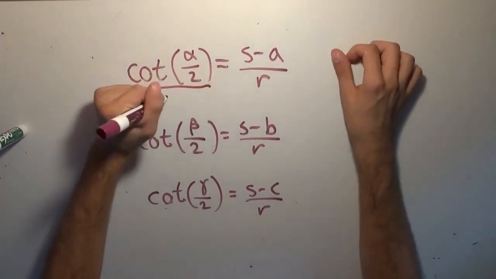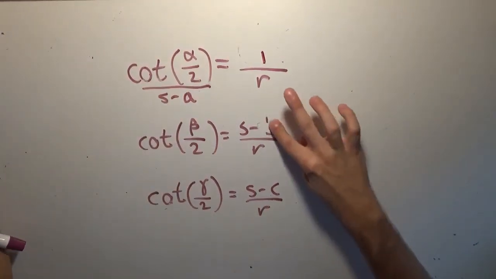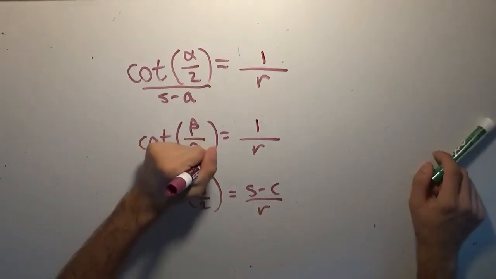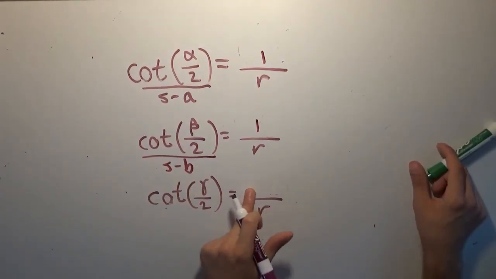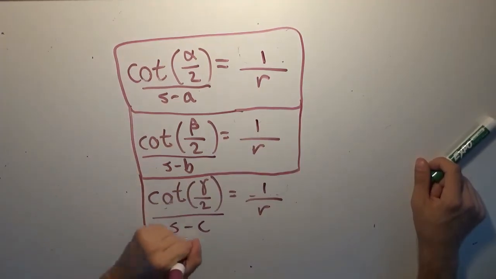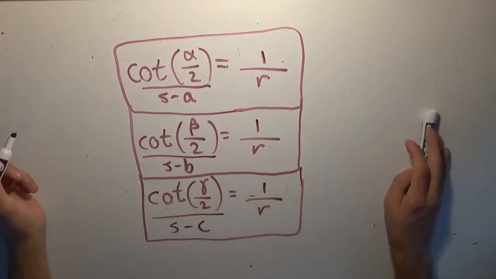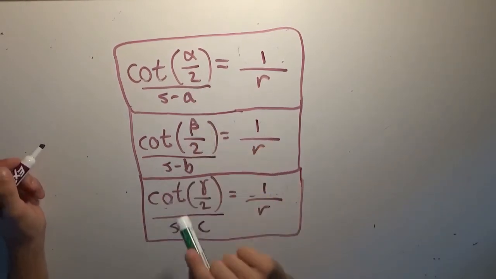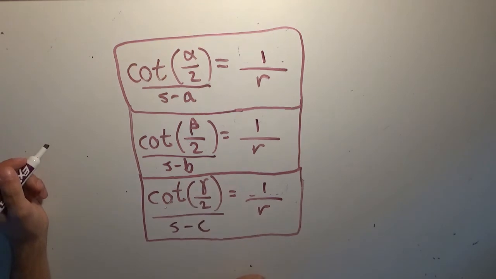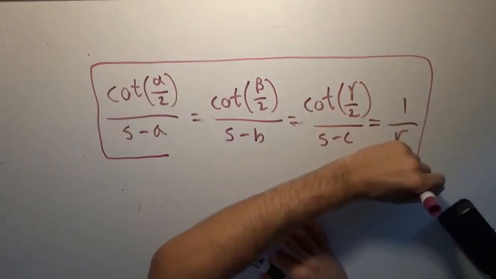So we're going to divide this side by S minus A. We're going to divide both sides by S minus B, and we're going to divide both sides by S minus C. And would you look at that, we have 1, 2, 3 ways of writing 1 divided by the radius of the incircle in terms of the cotangent of each of the 3 angles divided by the semiperimeter minus the opposite side of that angle. This is the law of cotangents. So this is the fact, big fat QED.